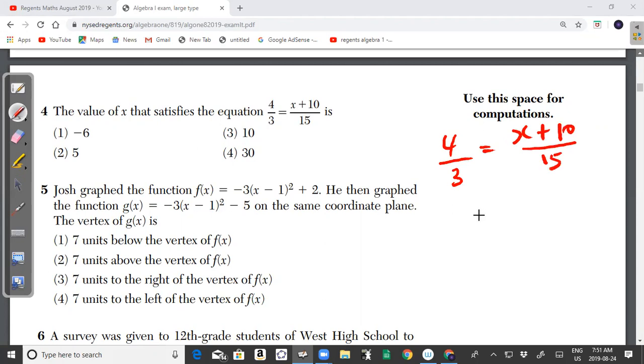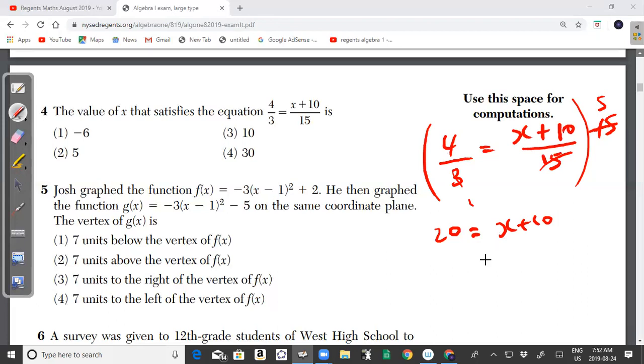Here we have an equation. The first thing I will do is cross multiply, or I could multiply the entire equation by the LCM to get rid of the fractions. For example, I could multiply the entire equation by 15, because the lowest common multiple between 3 and 15 is 15. If I do that, then 3 into 15 goes 5 times, 5 times 4 is 20, equal to 15 and 15, 1, and 1 times x plus 10 is x plus 10.